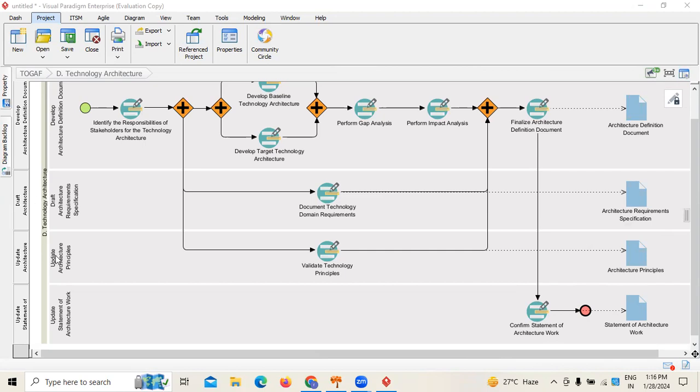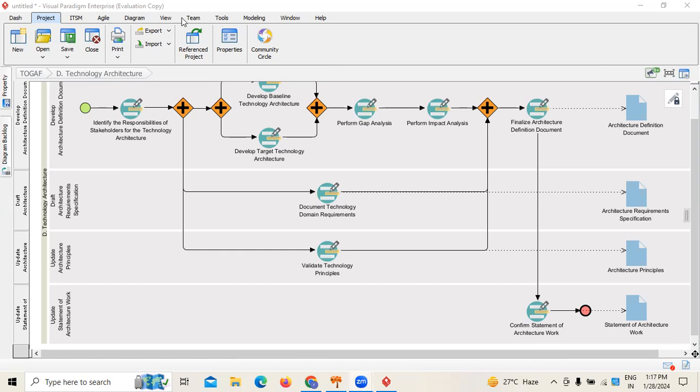This is how we usually prepare the TOGAF technology architecture. Whenever we try to understand technology architecture in reference to TOGAF, this is what and how we usually develop technology architecture from this perspective. I hope you got an idea of what exactly technology architecture is all about.